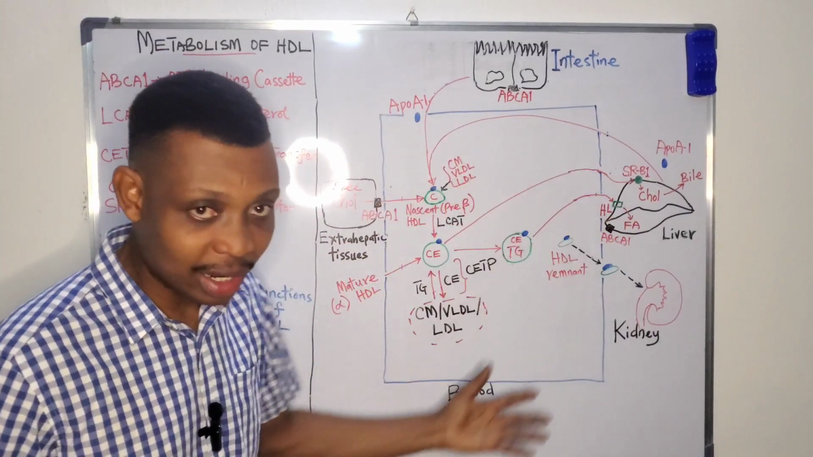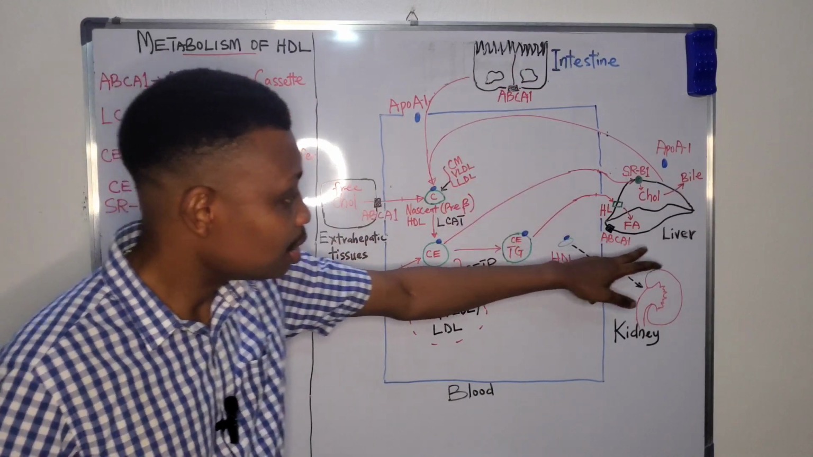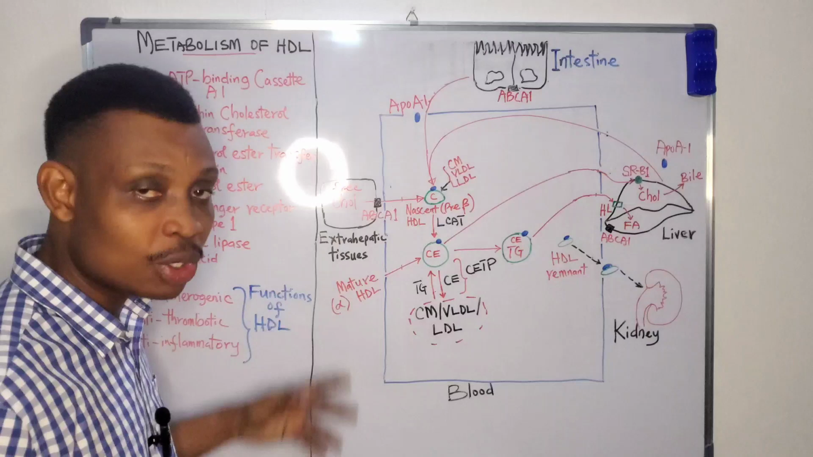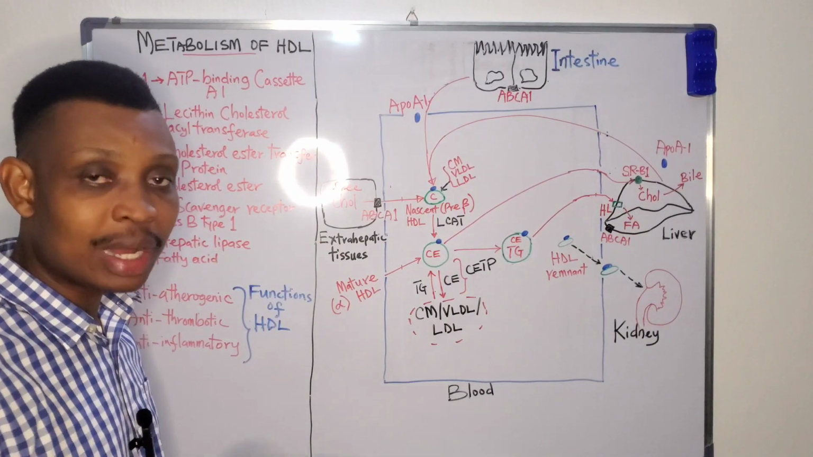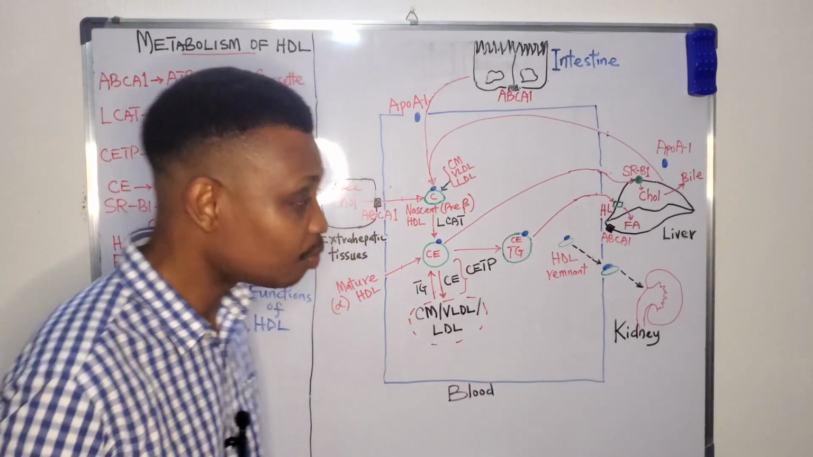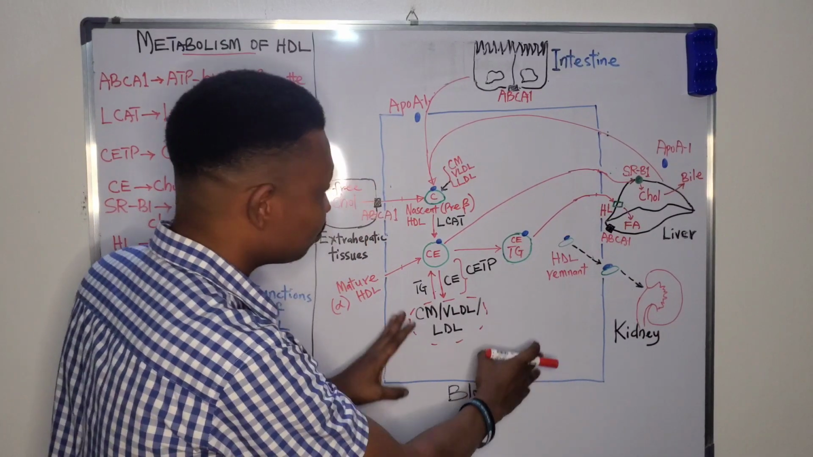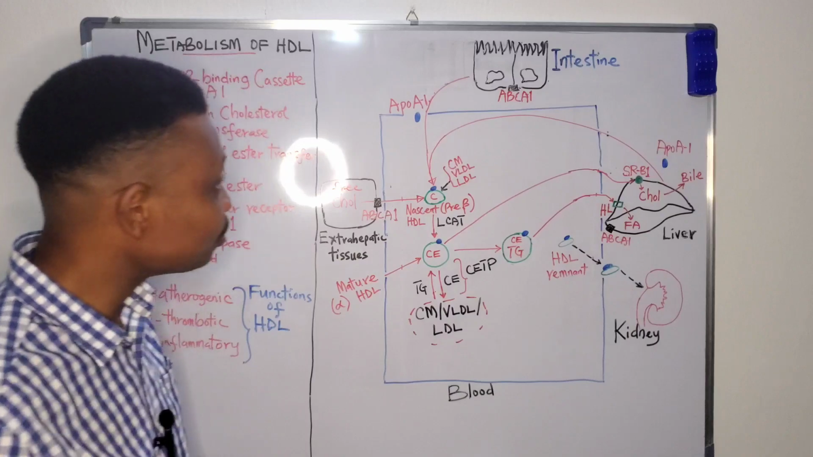So we have a diagram here. This represents the intestine. This is the liver. These represent extrahepatic tissues, which include the cardiac muscle, the skeletal muscle, and the adipose tissue. And then this is the kidney. Also, this part of the diagram represents the blood circulation.